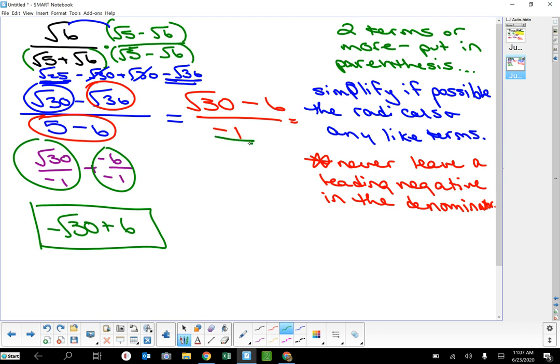So be careful. If there's a negative here, essentially what's happening is you're just changing all your signs in your numerator, and then your denominator becomes positive. In this case, I don't need to see that it's over 1, it means the same thing. But if this was over 7, you'd have to keep that positive 7 in the denominator. Okay? All right, the next one.